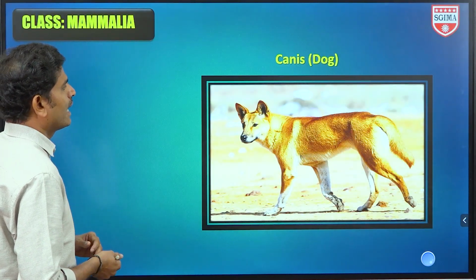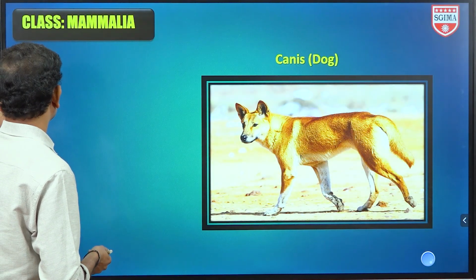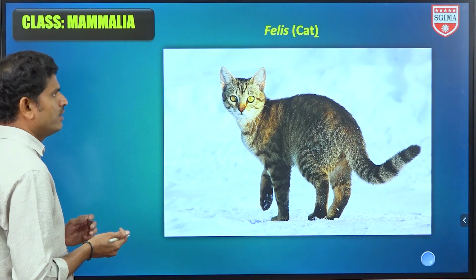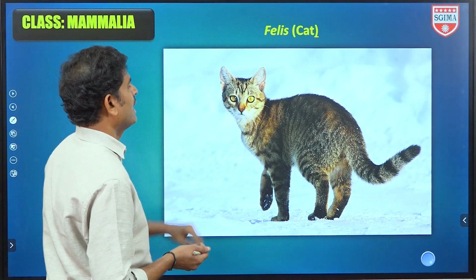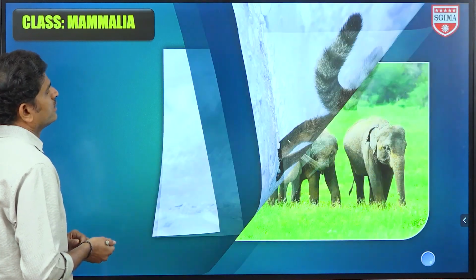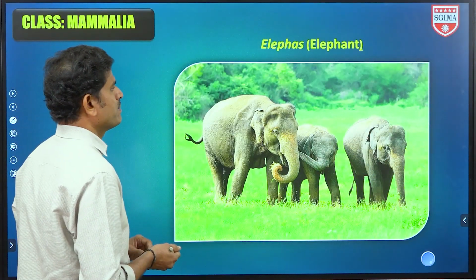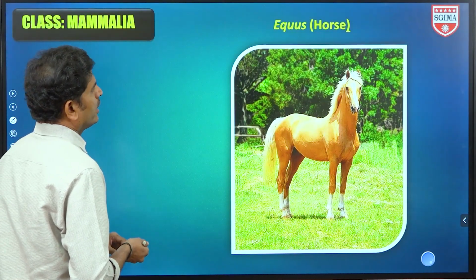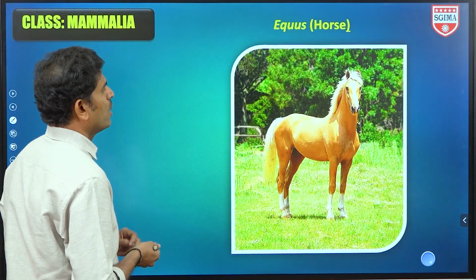Next one is Canis, dog it is. Either scientific names plus common names, very important. Felis, cat it is. Next one, Elephas maximus, elephant. Next one, Equus caballus, horse.